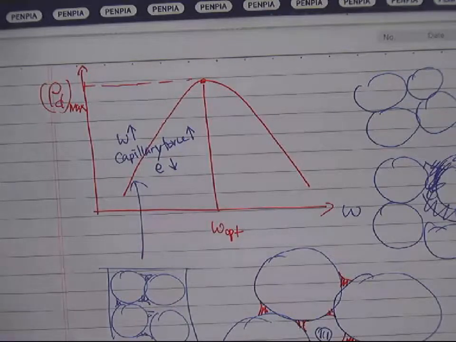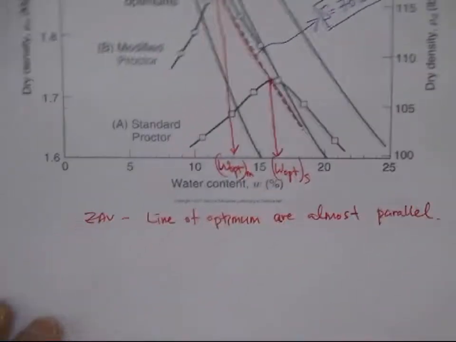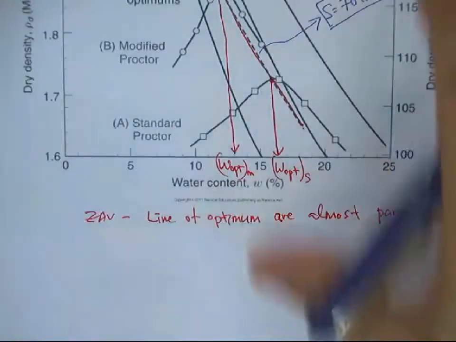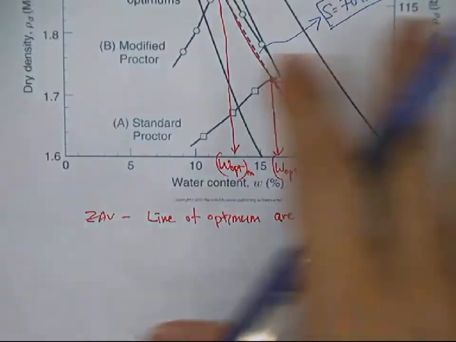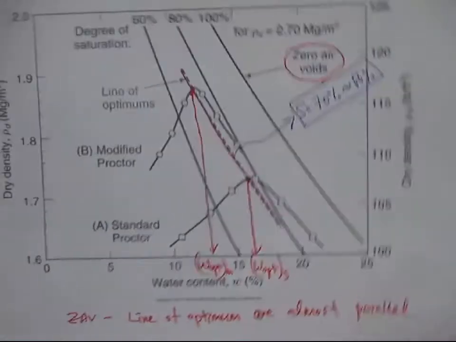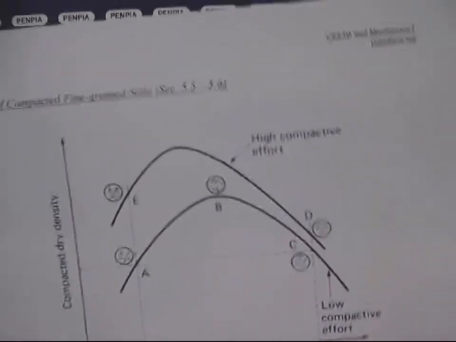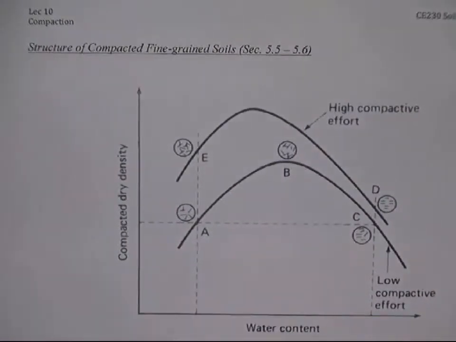Another question? Then this was the general result you get from the standard Proctor test and modified Proctor test. And we're going to talk about the structure of the compacted fine grained soil from the next page.